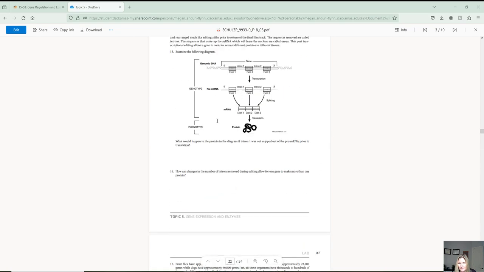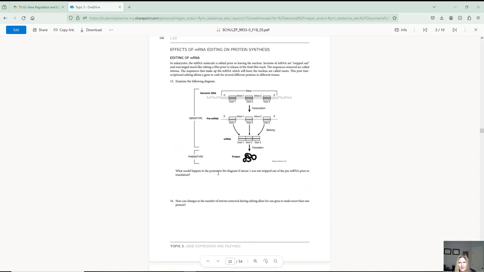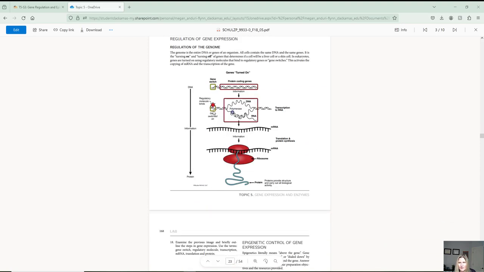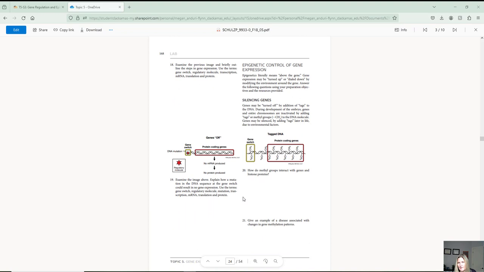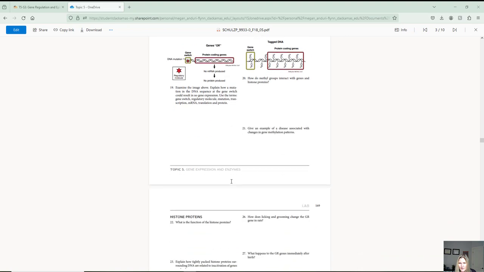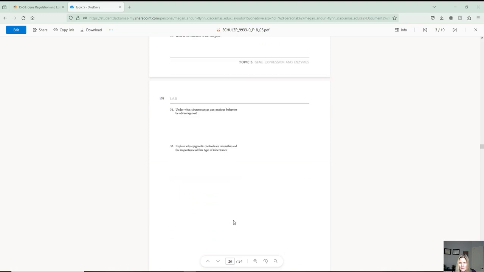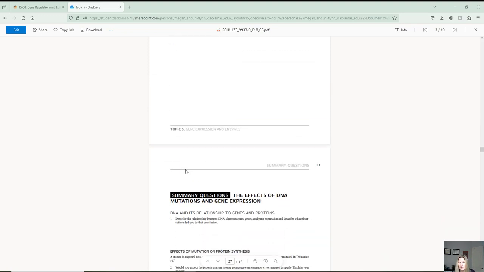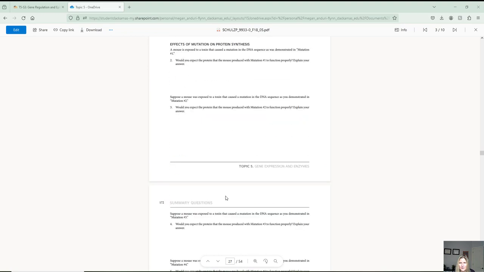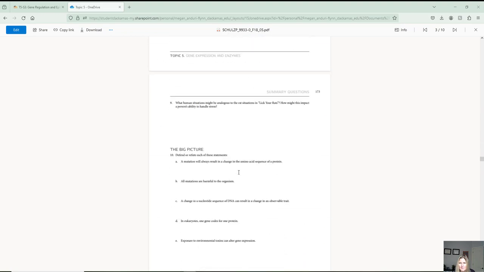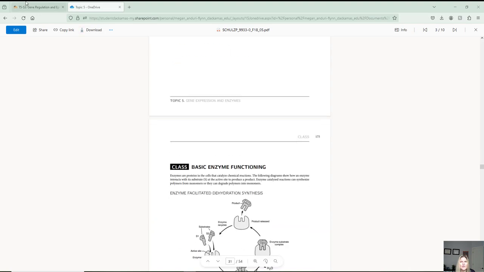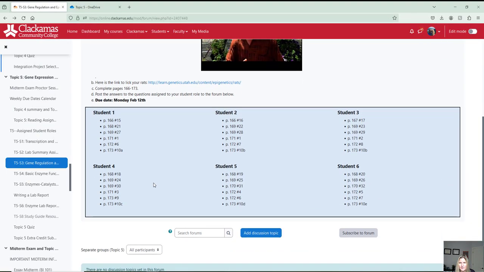You can see here we have a section on protein synthesis, and then here we have our gene expression: the gene switches, how they get turned on and off, the involvement of histones and the methyl groups and so forth. And then this is the Lick Your Rats investigation, so you'll be using that activity to help you answer those questions. And then finally the summary of what happened and why. Once you have completed all of the questions, then go ahead and post your assigned questions in the discussion post.